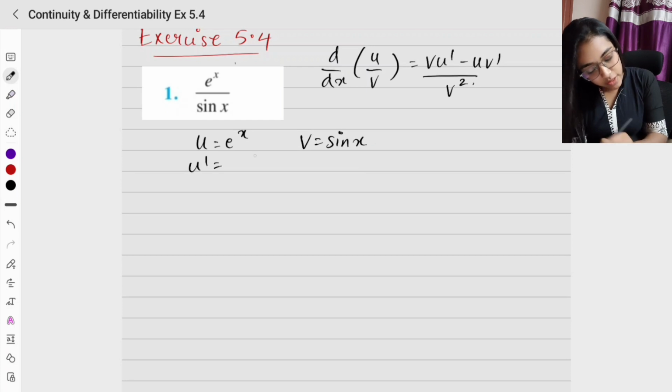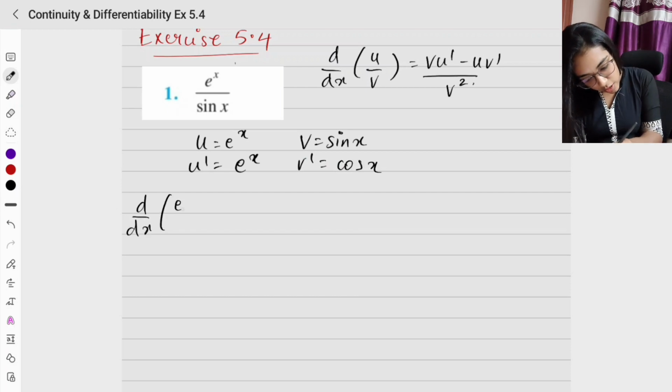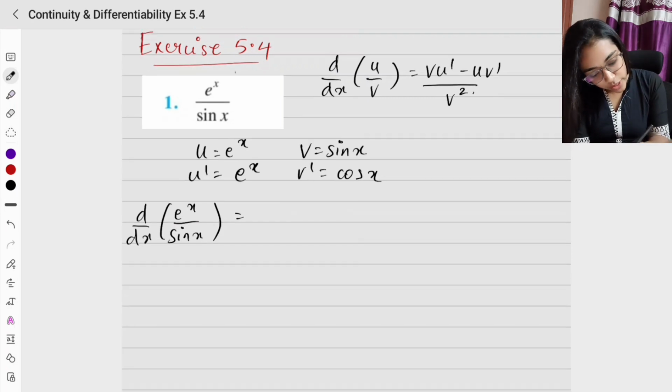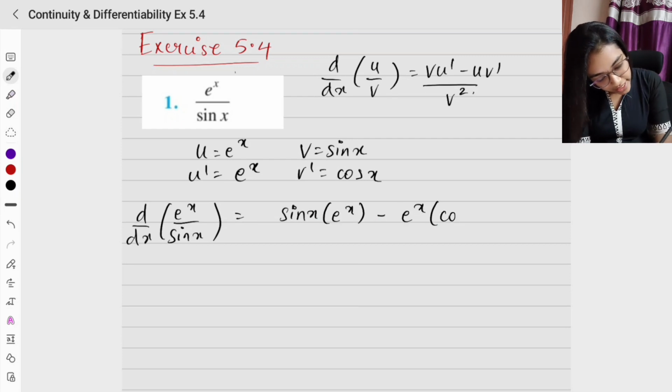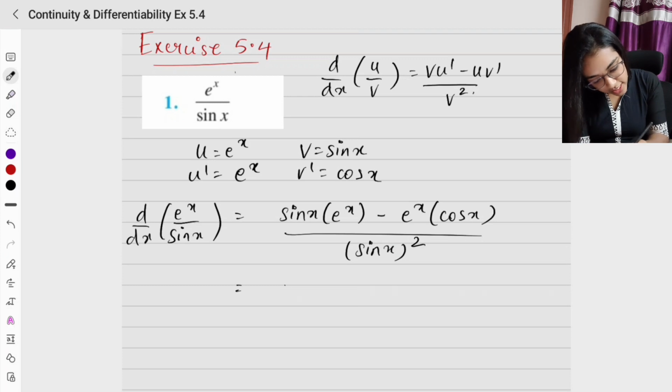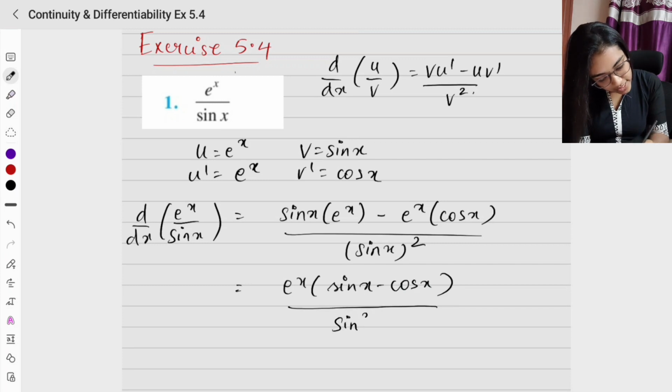u dash, the derivative of e to the x, is going to be e to the x. The derivative of sin x is cos x. So let me apply this. What is it? d by dx of e to the x divided by sin x is going to be v u dash. What is my v? Sin x times u dash, which is e to the x, minus u v dash. So u is e to the x, v dash is cos x, the whole divided by v square, which is sin x the whole square. So what is my answer? Taking e to the x common, I'll have sin x minus cos x the whole divided by sin square x.